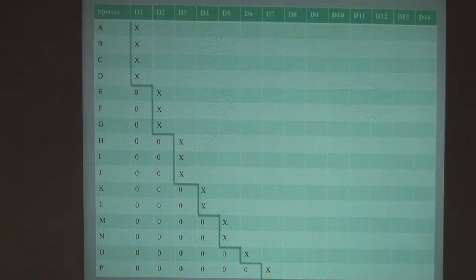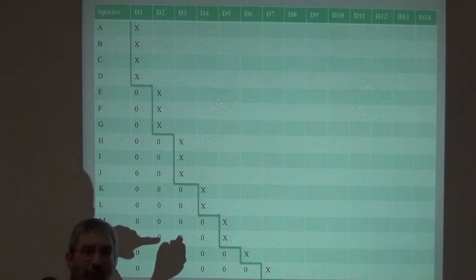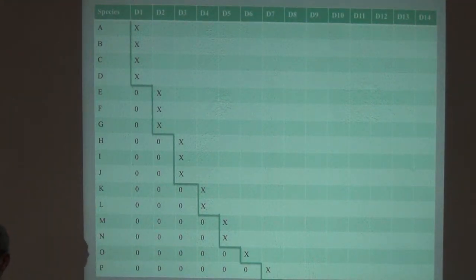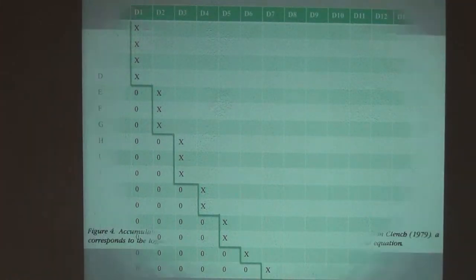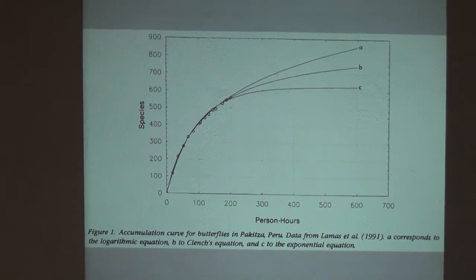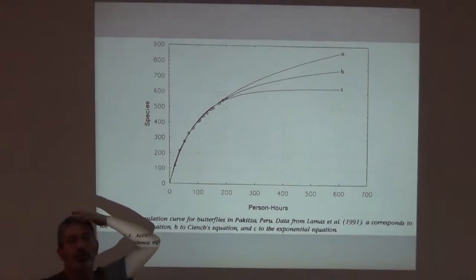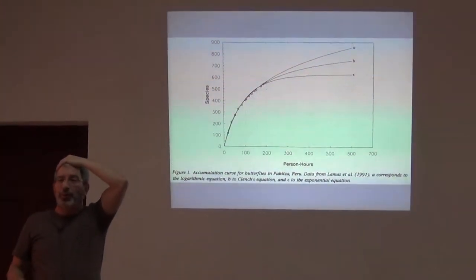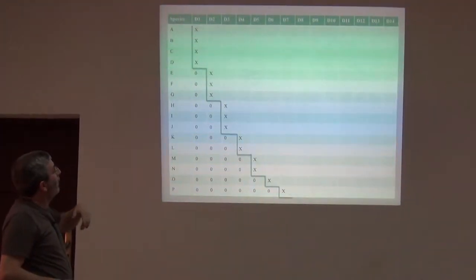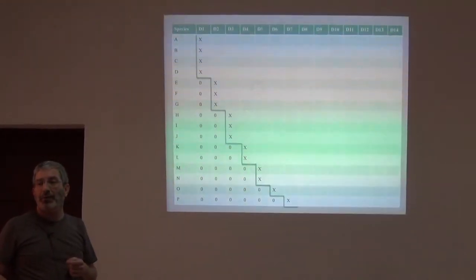On the eighth, zero. On the ninth, zero. On the 10th, 11th, 12th, 13th, and 14th, zero. So this is a nice accumulation curve. It's doing this. All right, those last several days, we don't find a single new species. But notice that these accumulation curves are only using the cumulative number of species that you have observed up to that point. So to make an accumulation curve out of this, it's easy.